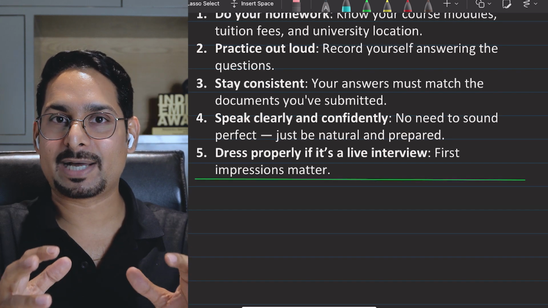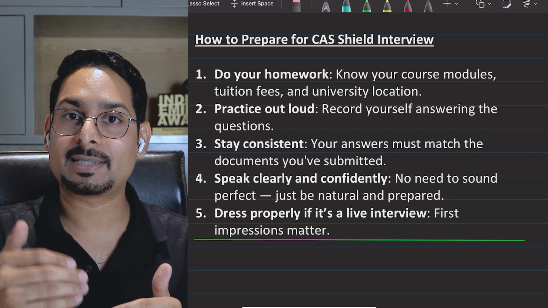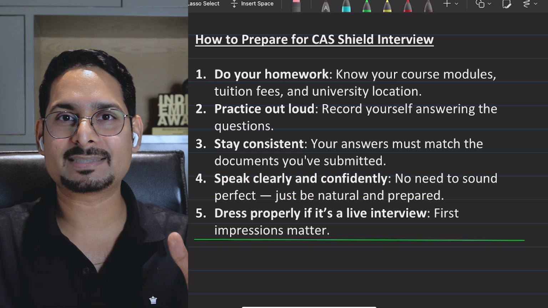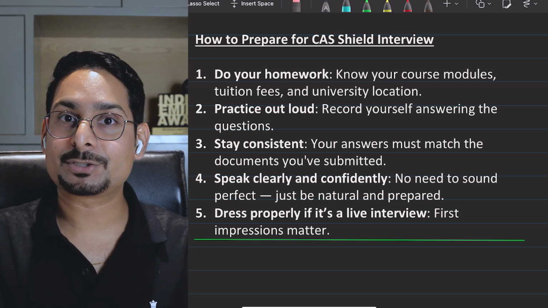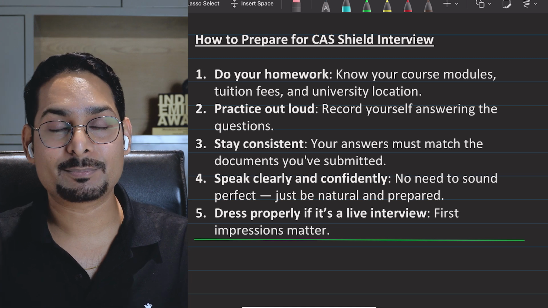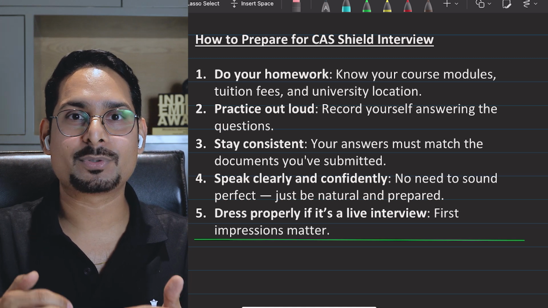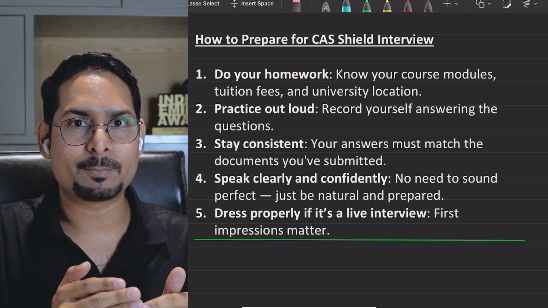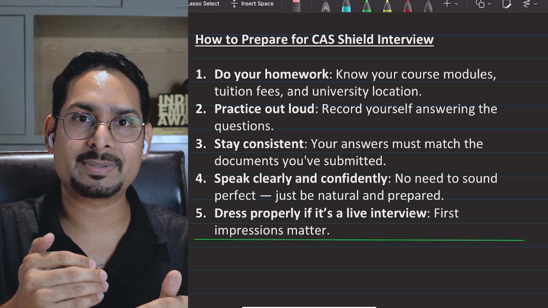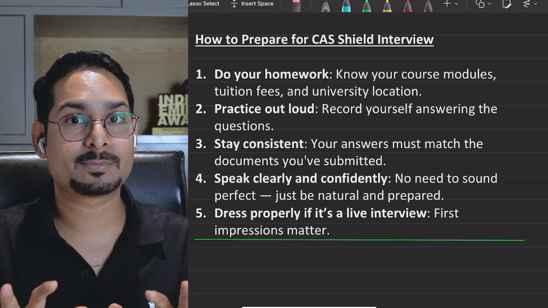And sit in an environment which is noise free, and you should have a light source opposite to you so that your face is clearly visible and your voice is clearly heard. Make sure that you have a proper internet connection because the interview is online. There should not be any disturbance due to internet issues. Your voice may get cut, your audio may get stuck if the internet is not proper.